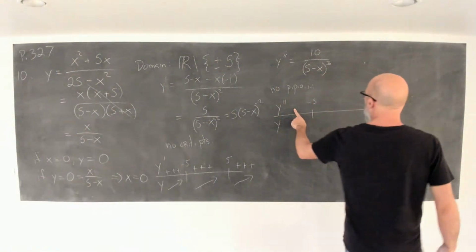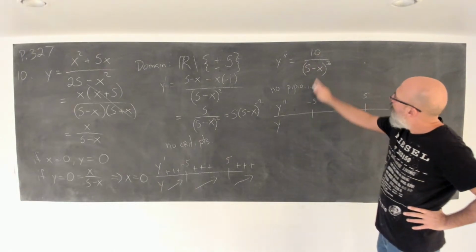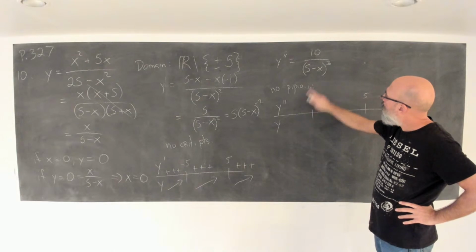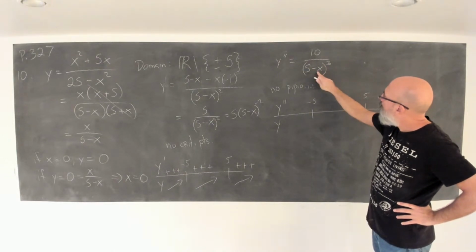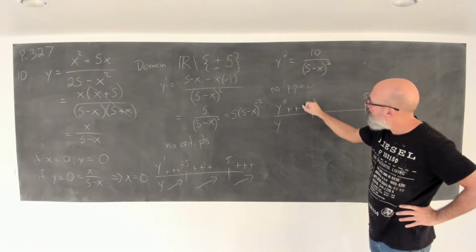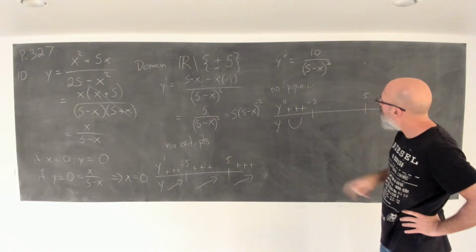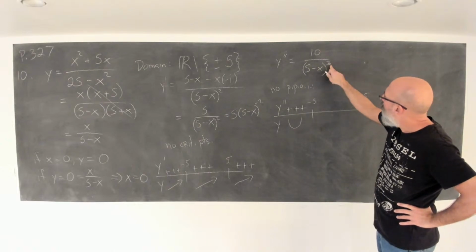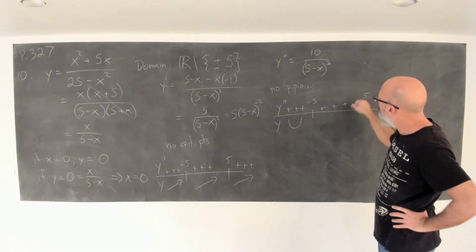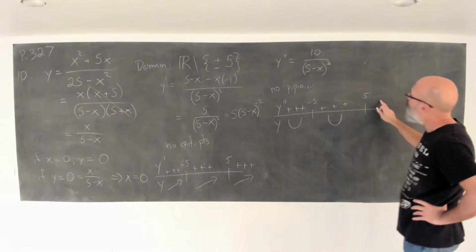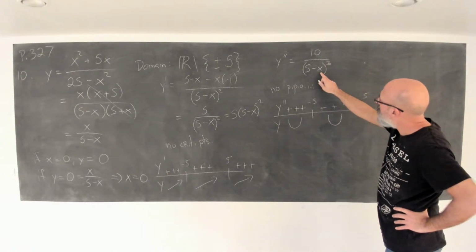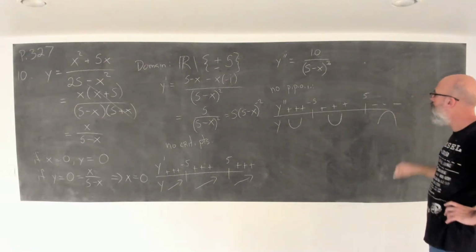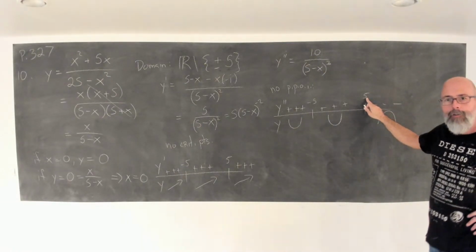If you take a number less than negative 5 and plug it in, first of all, numerator is always positive. So if you plug in negative 6, you get 11. So the whole thing is positive. Your function is concave up. If you plug in 0, 10 over 5 cubed, positive. And if you plug in 6, 5 minus 6 is minus 1 cubed is minus 1. The whole thing is negative. What is happening at 5?